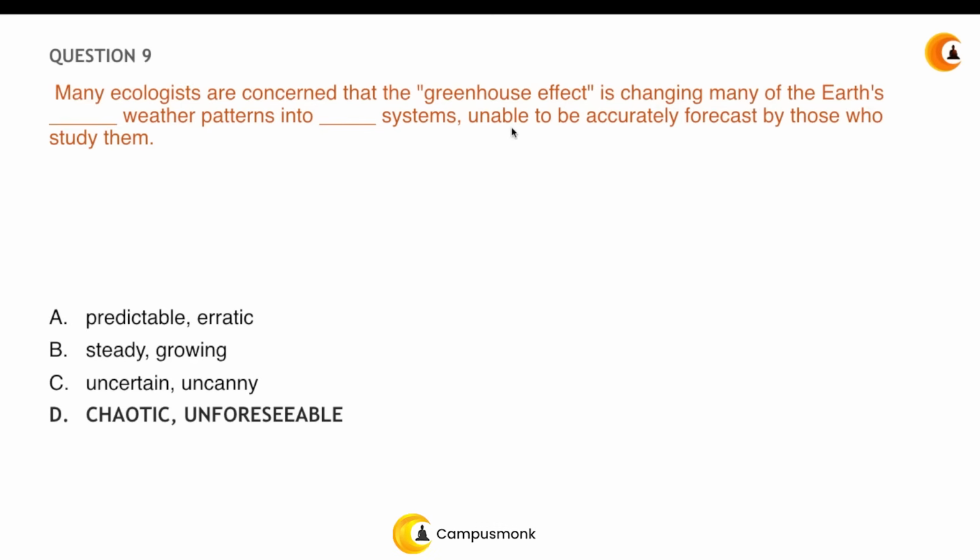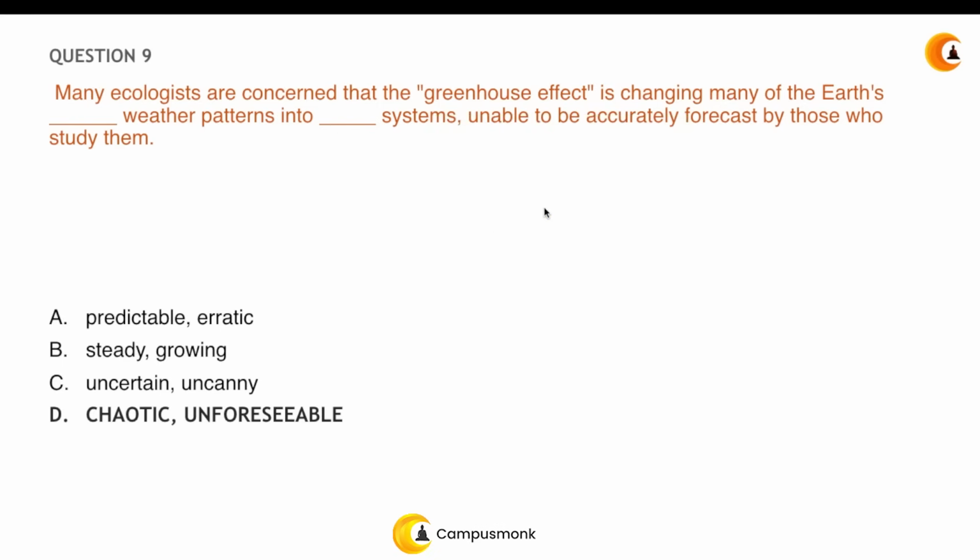Because here it is saying unable to accurately forecast. That means now it has become unpredictable, right? But initially it was what? It was predictable. So predictable weather patterns into an erratic system. Okay, an erratic system means something that is abrupt.